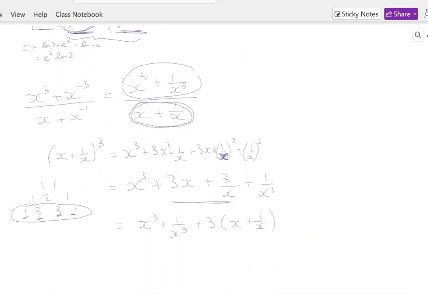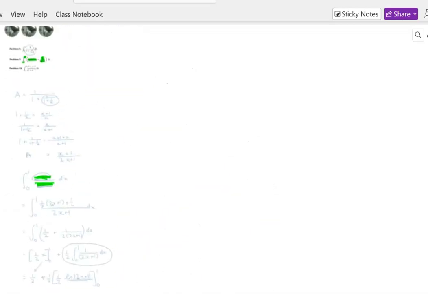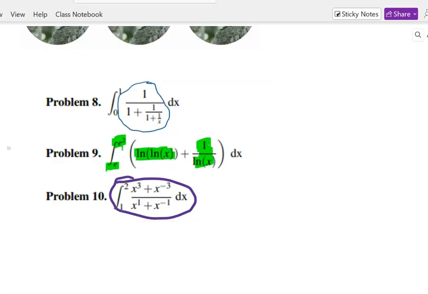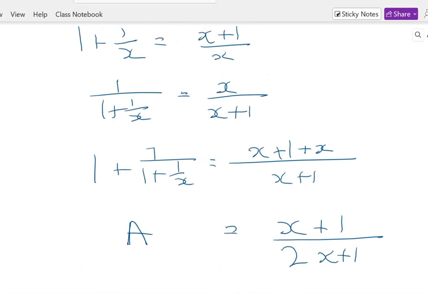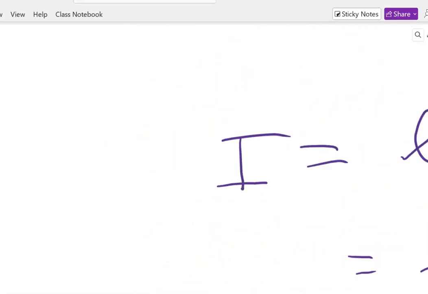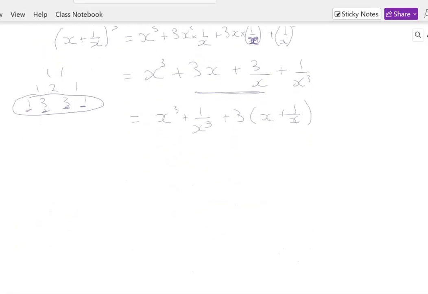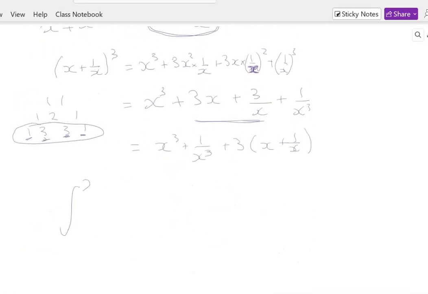So if we go back to the integral that we're after, let's see, what are my limits? Oh, it's gone very small. Just a sec. Right, so my limits are 2 and 1, and this is the integral we're working with. Okay, I don't know how I managed to do that, but there we go. So we want to integrate between 2 and 1, x cubed plus 1 over x cubed over x plus 1 over x dx.